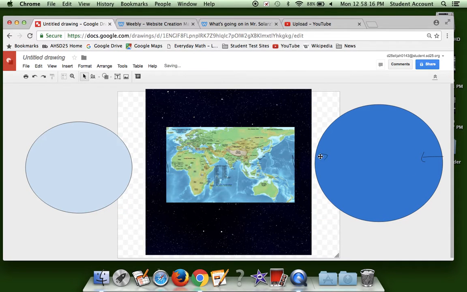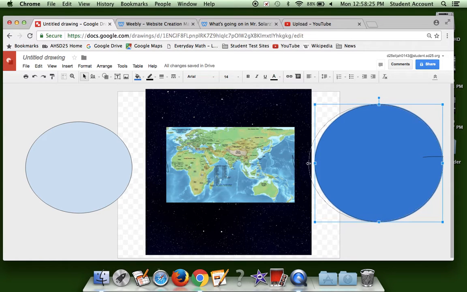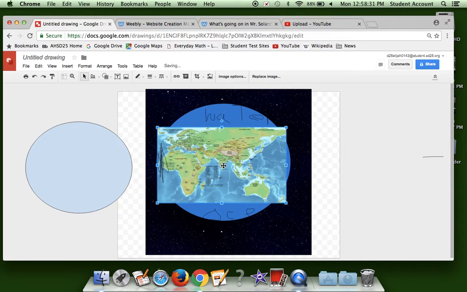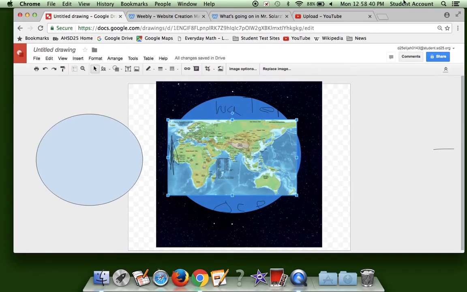And my model shows that the Earth isn't a perfect circle. It's more of an oval, because if the Earth just stayed a perfect circle while it was spinning around and around, I don't think that would be possible.